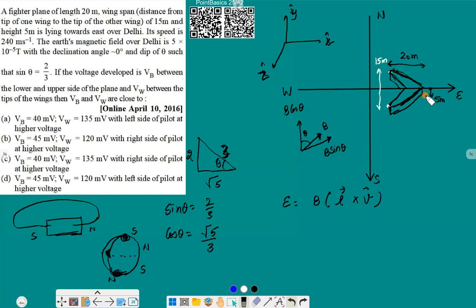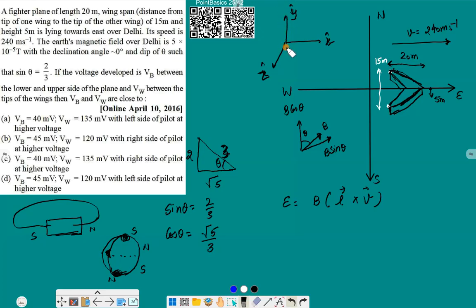So now the third component which we have to find is velocity, and it is given to be 240 meter per second. Now in case of this 20-meter length, velocity and 20-meter length are both in the same direction, so they are parallel, so their cross product will be 0. So across the 20-meter length there will be no actual potential development, but across the 5-meter length, velocity is in the x direction, length is in the z direction, and magnetic field is in the y direction.